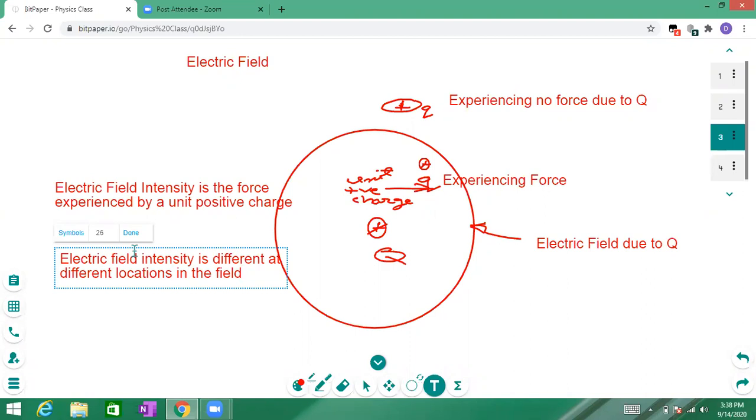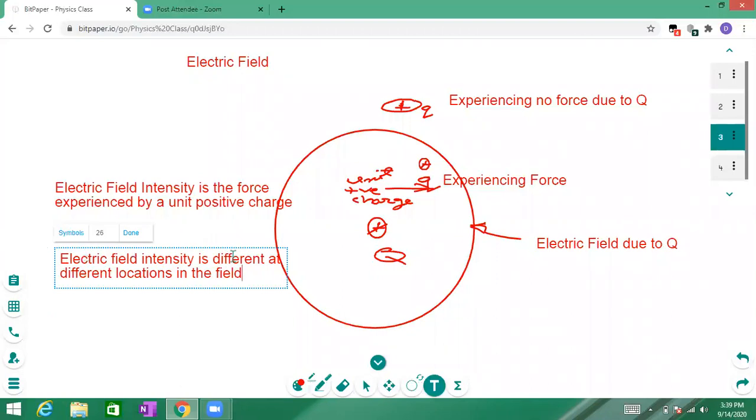And normally we do not say electric field intensity. In place of electric field intensity, we say electric field. Electric field at this point is this. It means that the electric field intensity at this point is this. Okay. So now, how to calculate the electric field? It is very simple.